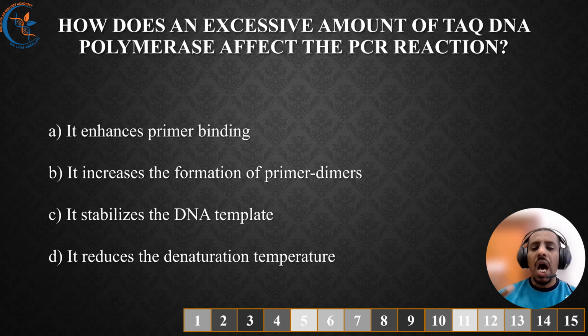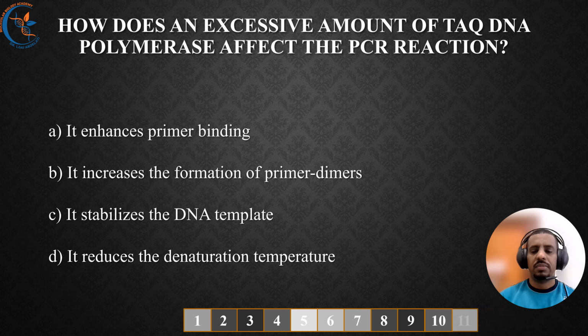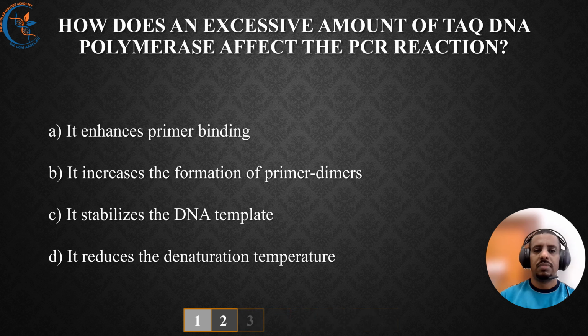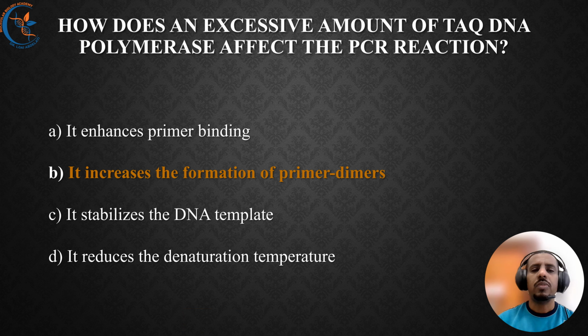Okay, next question. How does excessive amount of Taq DNA polymerase affect the PCR reaction? The correct answer is to increase the formation of primer dimers. Actually, using too much Taq DNA polymerase can increase the formation of primer dimers, which are non-specific products that compete with the target DNA for amplification. All right, let's move on.